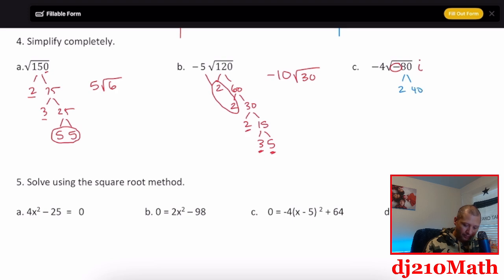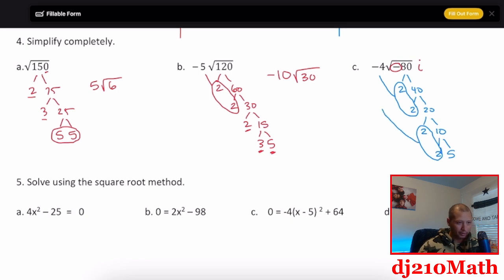2 and 40. 2 and 20. 2 and 10. 2 and 5. There's a negative 4 out front, so anything we take out is going to get multiplied. So this is going to be 2 times 4. And another set of 2s, a pair of 2s, that's going to come out. So outside we have 4 times 2 times 2, which is negative 16.